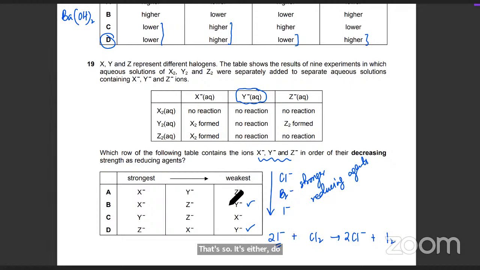B or D. And which one is the strongest reducing agent? Is that X minus 1 or Z minus 1? X. Okay, so X minus 1 is able to lose electrons with Y2 as well and with Z2 as well. So that means it's undergoing more oxidation reactions, which is why X minus 1 is the powerful reducing agent. So that's the strongest. Okay, is this part clear? Yes, sir.